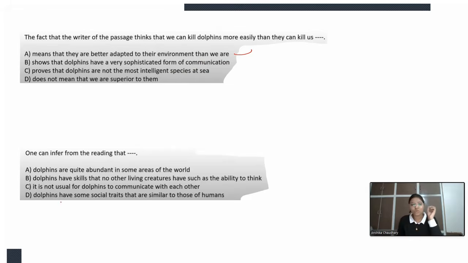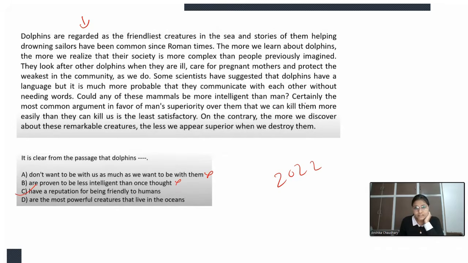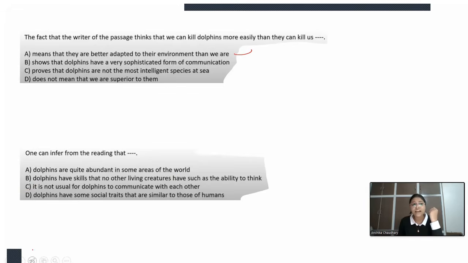See, the quote that is written over here, in favor of men's superiority over them, we can kill them more easily than they kill us. So this line, this quote does not mean that we are superior to them, right? It is okay that we can easily kill them, but that does not mean that we are superior to them, because they have certain qualities, right? And they have some different traits. And actually, dolphins are much better than humans according to that passage. So that line does not mean that we are superior to those dolphins, right? Let's move on to the next question.